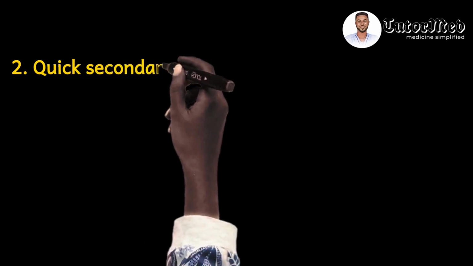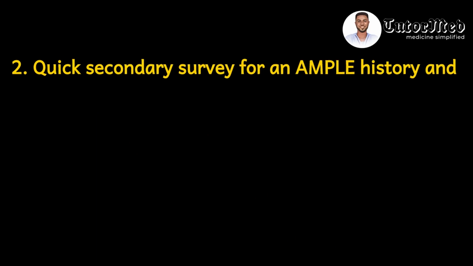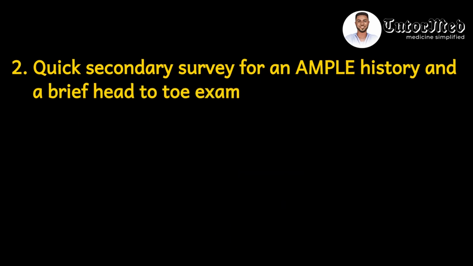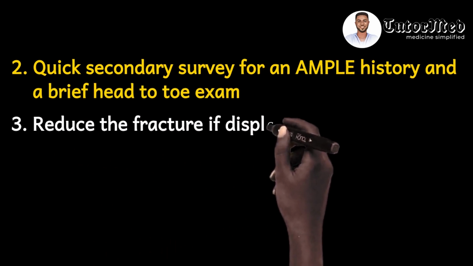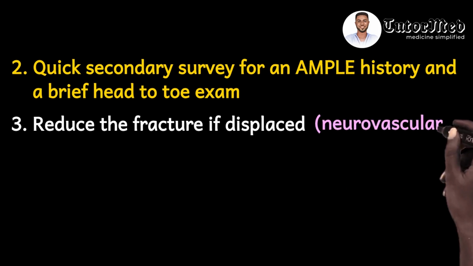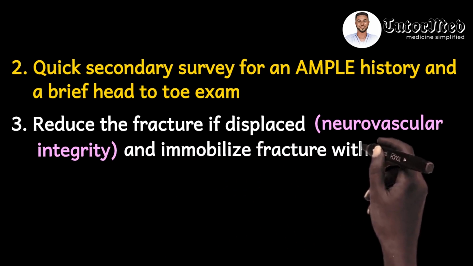And then after the quick primary survey, which identifies immediate life-threatening conditions, we do a quick secondary survey by taking ample history. The AMPLE here is an acronym for something. And then we do a brief head-to-toe examination to find other injury sites. Then after we are clear that the patient is stable, then we reduce the fracture, the femoral fracture, if it is displaced, but ensure that the blood and nerve supply are intact after reducing the fracture. So you ensure neurovascular integrity after reduction of the fracture, and then immobilize the fracture with a splint.